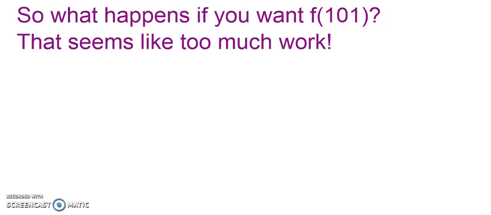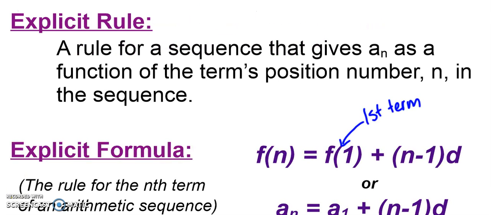So what about if we want, for instance, the 101st term, f of 101? Seems like a lot of work to have to use every previous term over and over again to get all the way to 100. So, the recursive formula is good when you're just trying to find the next one, and it's really easy to just add on a common difference. To find a term a little bit more out there, like the 101st term, we want to use what we call the explicit rule or explicit formula.